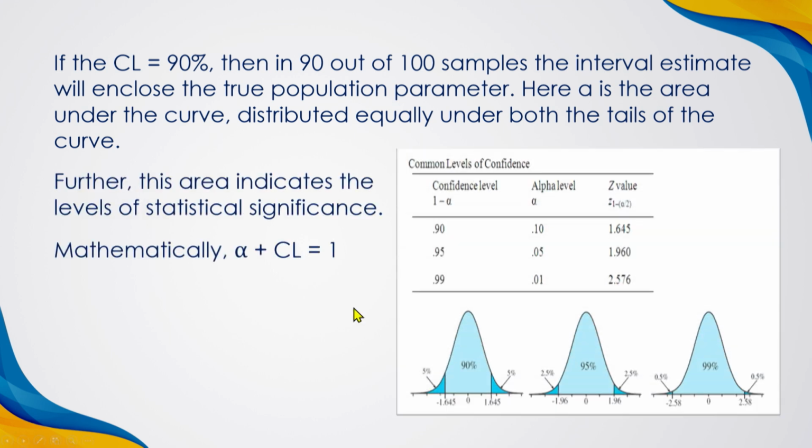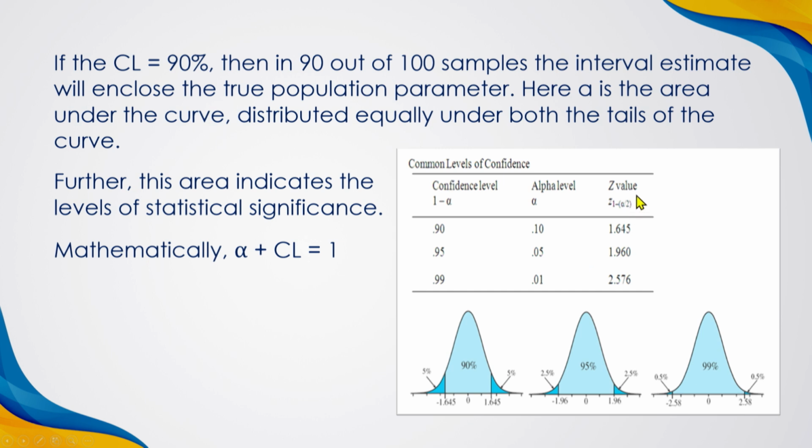Further, this area indicates the levels of statistical significance. Mathematically, alpha plus CL is equal to 1. We can see the pictures of common levels of confidence. If the confidence level 1 minus alpha is equal to 0.90, then alpha is equal to 0.10. If 1 minus alpha is equal to 0.95, then alpha is equal to 0.05. If 1 minus alpha is equal to 0.99, then alpha is equal to 0.01.